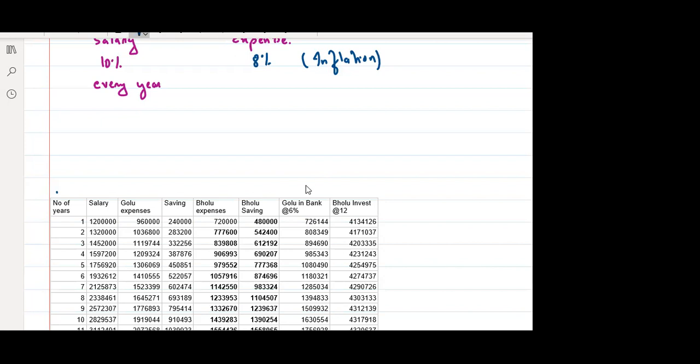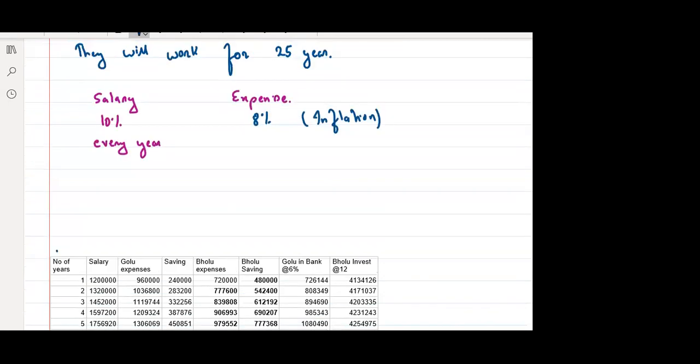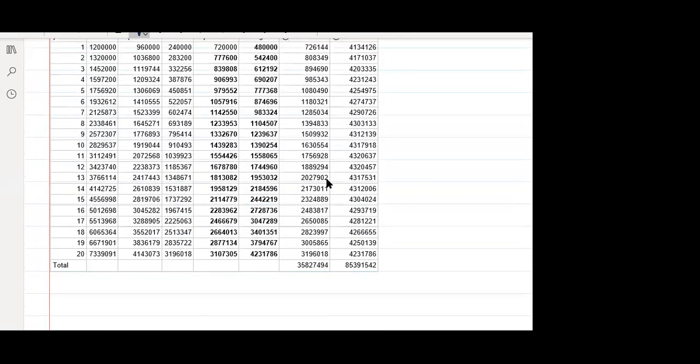What is saving? What are expenses? What is salary? How is salary increasing? How are expenses also increasing? Okay. Now let us talk about one problem. After 20 years, after you are 45 years of age.